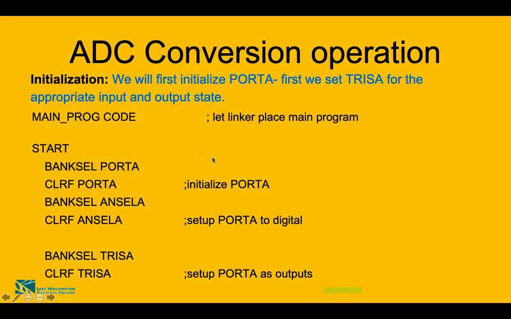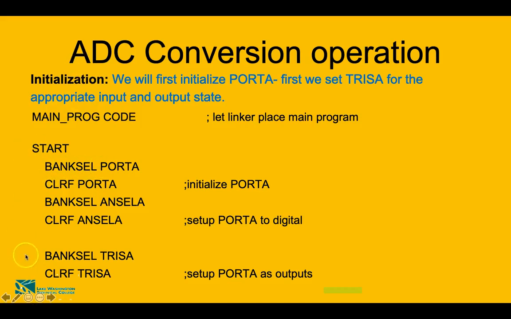So, the A to D conversion operation, initialization. We will first initialize port A. First we set TRISA for the appropriate input and output state. So main program code, and then above this main program code you will have some constant registers which you'll be using for your particular program.